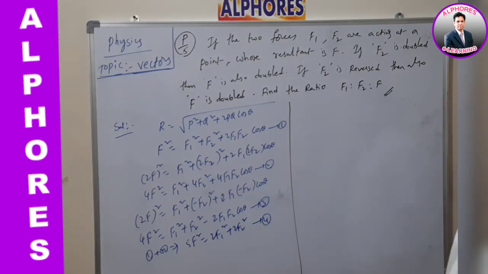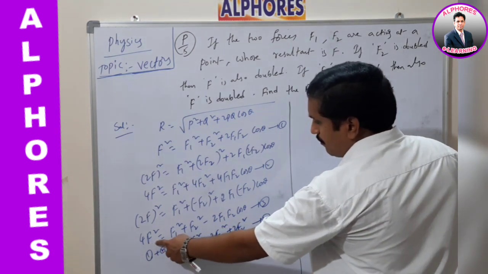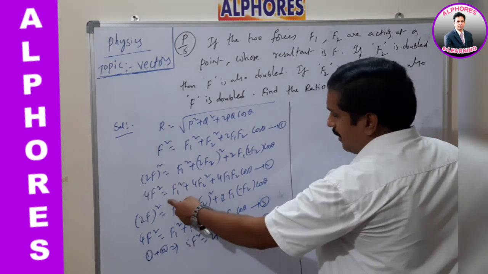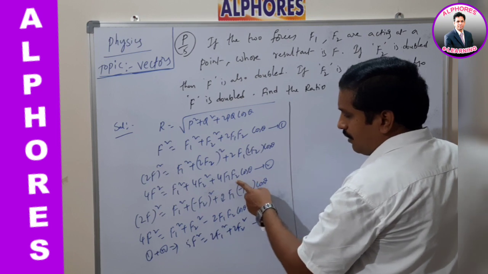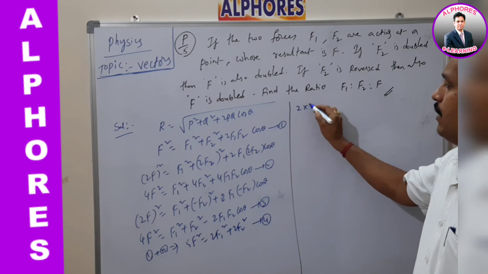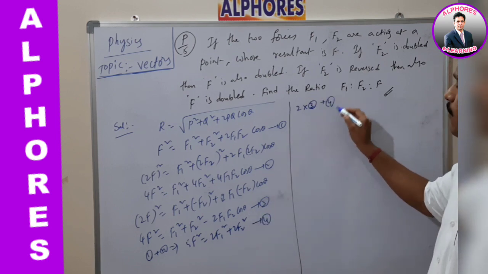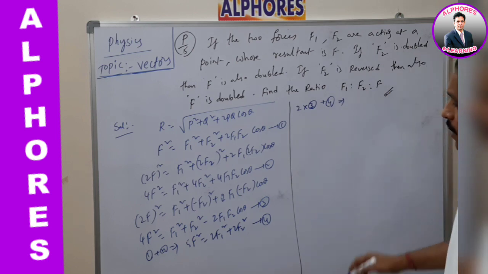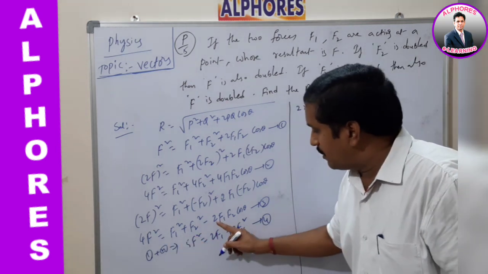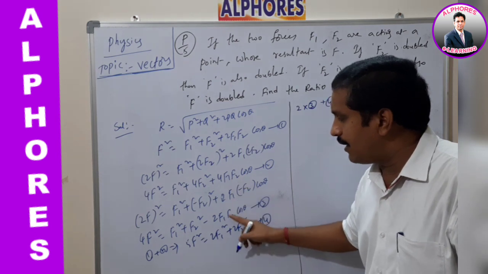Now after that, listen carefully. 4F square is equal to the third equation, F1 square plus F2 square minus 2F1F2 cos theta. According to the second equation, here it is plus 4F1F2 cos theta. In order to cancel these two terms, I have to multiply the third equation by 2, that is 2 into equation number 3, plus equation number 4. 2 into equation number 3 becomes 4F1F2 cos theta. By adding these two, both will cancel together.